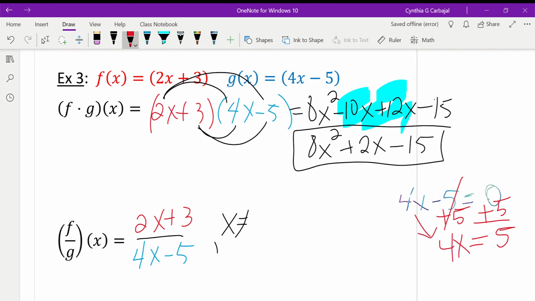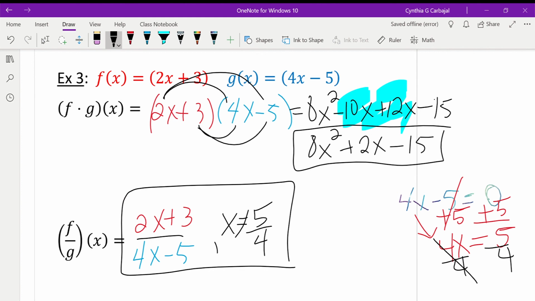And then we need to get rid of the 4 by dividing by 4. So x equals 5 over 4, and that is what would make this equation go to 0. So 5 over 4 is my restriction, a fraction. If I plug in 5 over 4 in place of x, it would give me 4 times 5 fourths minus 5. Well, 4 times 5 fourths would give me 5, and 5 minus 5 would give me a 0.